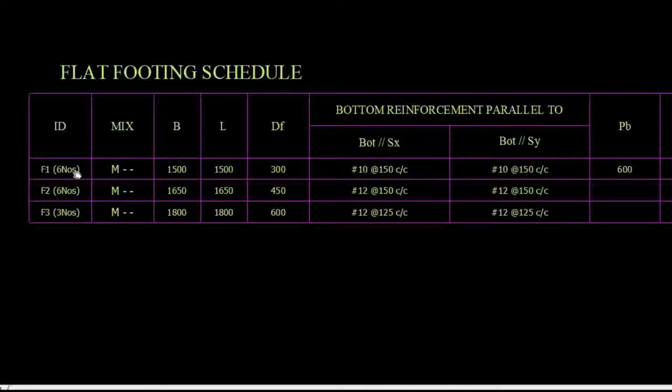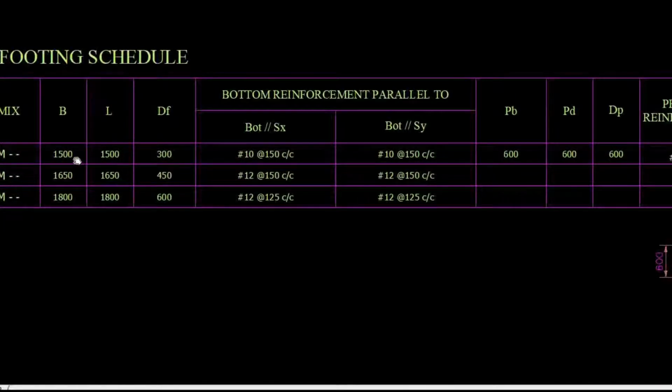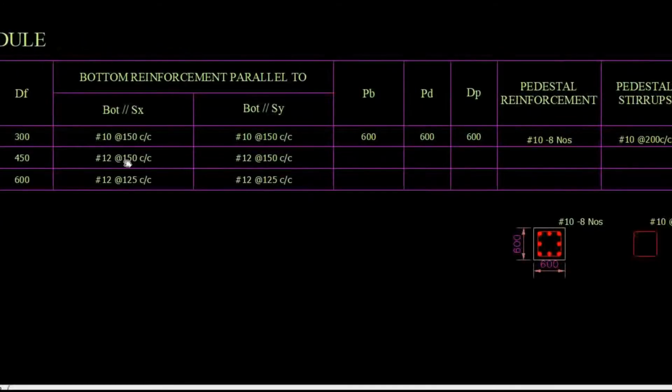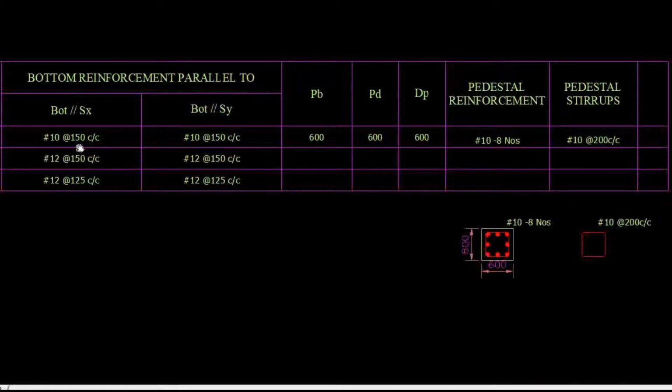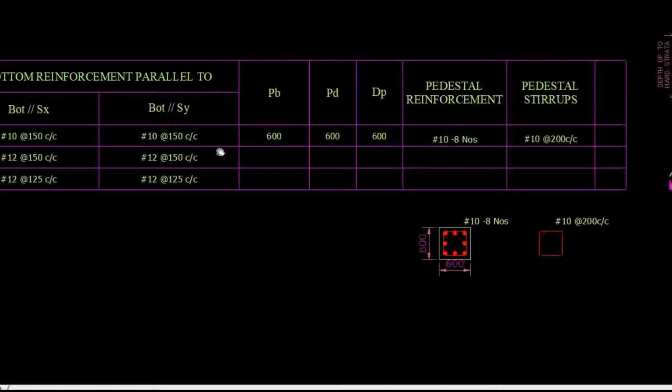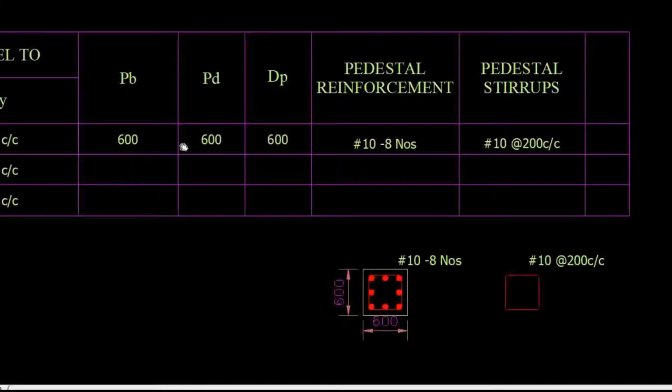F1 is having 6 numbers, F2 is 6 number, F3 is 3 numbers. It is showing the size of the footing 1500 by 1500 by 300, which we assigned in that Excel sheet. This is the bottom reinforcement detail, 10 mm at 150 spacing both ways for F1. This is the pedestal size which we assigned for F1 only in that Excel file, 600 by 600 by 600.